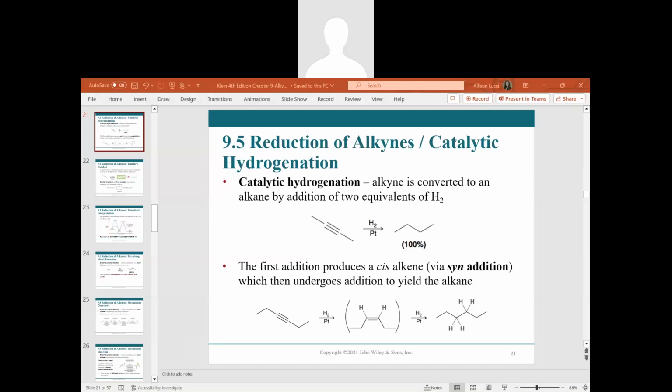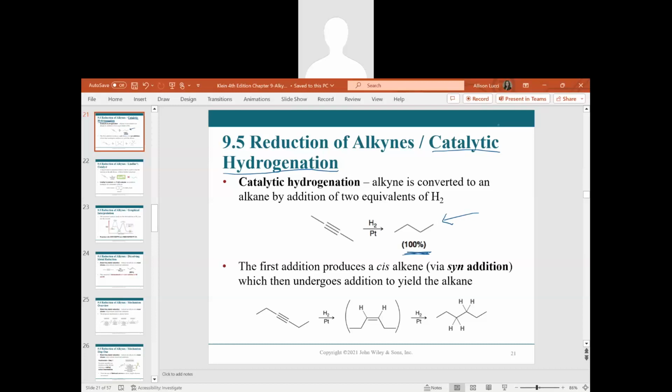In section 9.5, we're going to look at the mechanism and the reaction for the reduction of alkynes. And the first type of reduction we'll consider here is catalytic hydrogenation. And we saw something very similar to this with alkenes. So in this process of catalytic hydrogenation, an alkyne will be converted to an alkane. And we'll see this percent yield, 100%, over here. So every alkyne will be fully converted to an alkane.